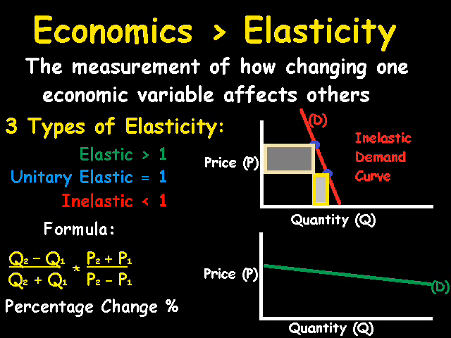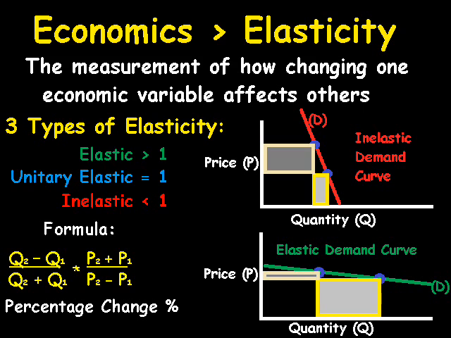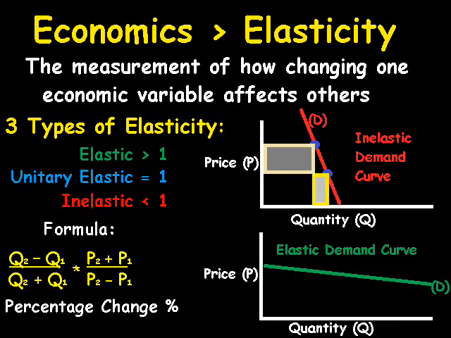Now, on the flip side, we have a green line here. It's an elastic demand curve, and that's good for the consumer, because with an elastic demand curve, a change in price is going to significantly affect a change in quantity demanded, and that's bad for the producer.